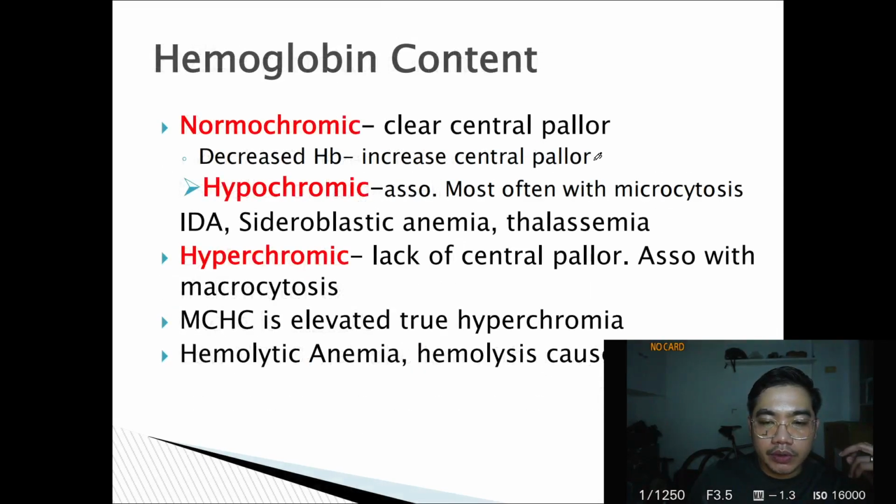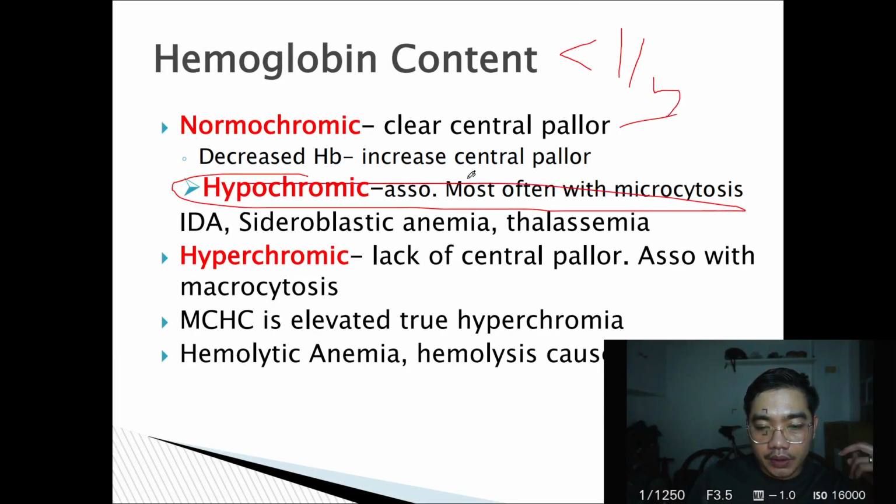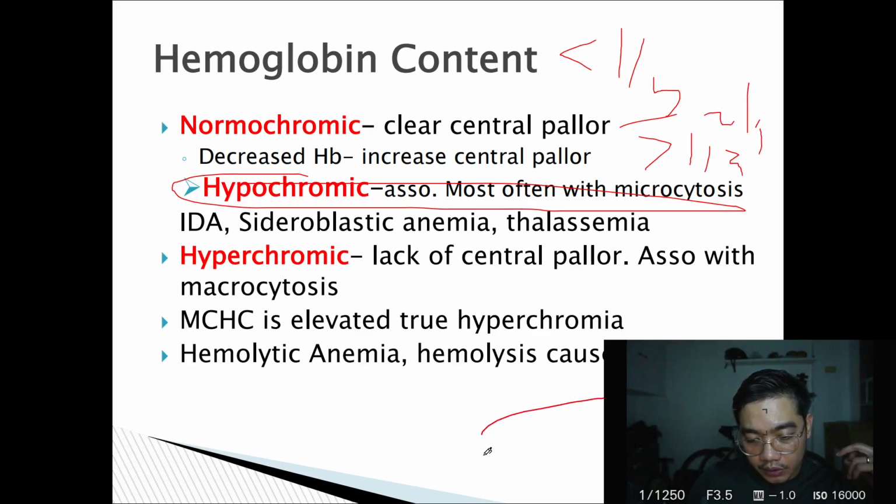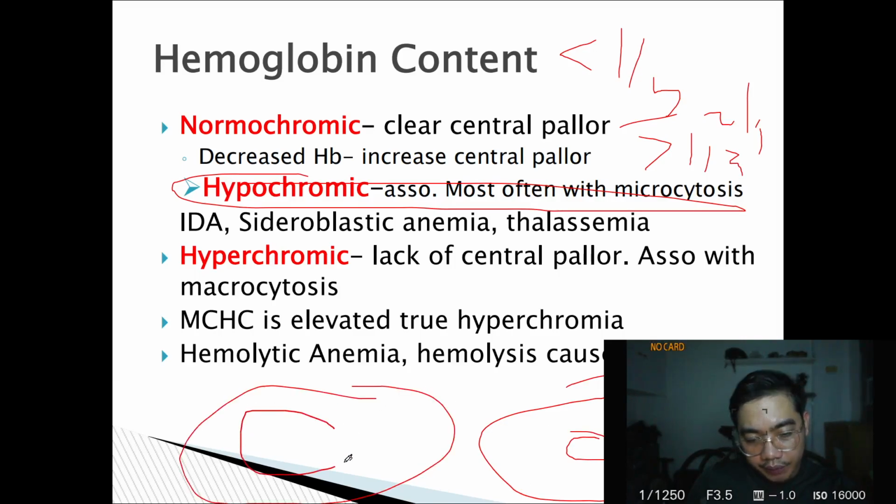Okay, so normochromic, clear central pallor, less than 1/3. Hypochromic, meaning hypochromic if it is greater than 1/3 to 2/3 of the cell. So in the cell it should be more or less than 1/3. If the rim is bigger, the central pallor, that's already what we call hypochromic, no? Hyperchromic, lack of a central pallor.